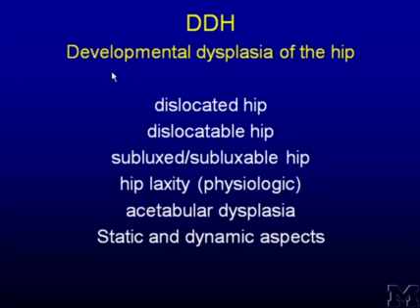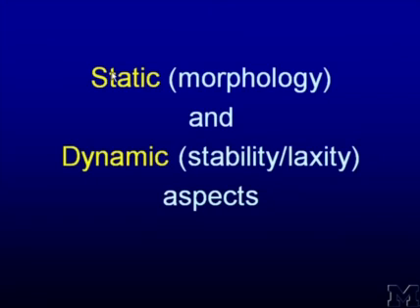The term DDH is a broad spectrum, which can include anything from a dislocated, non-reducible hip, all the way to perhaps some mild immaturity of the acetabulum itself, and varying categories in between, as you can see. And there are static and dynamic aspects to this entity, which is what we observe. Regarding the static study, we're looking at the morphology, the position of the femoral head, and the maturity of the acetabulum. And regarding dynamic, we're looking for the stability or laxity of the hip, dislocatability, subluxability, or if they're already dislocated or subluxed, reducibility.